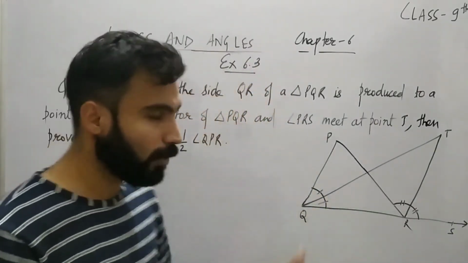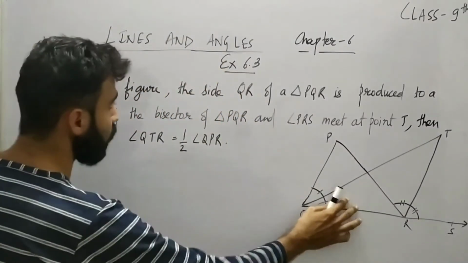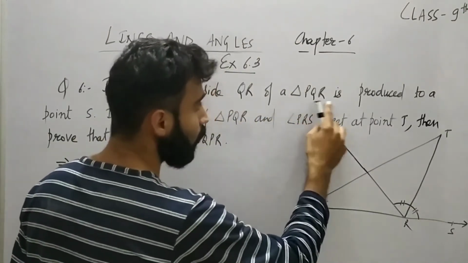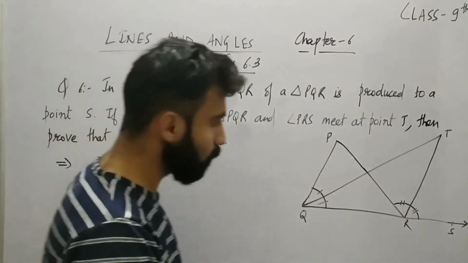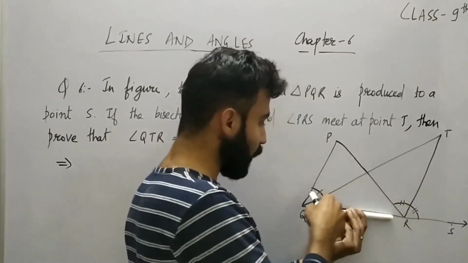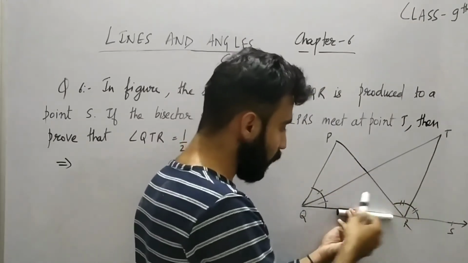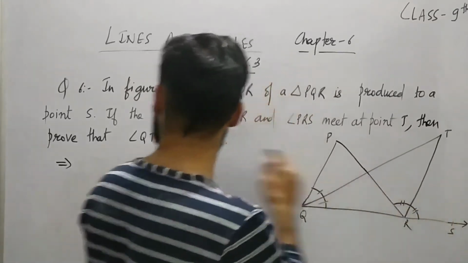So do observe it very carefully, right? Now question number 6 here is: in the given figure, the side QR of a triangle PQR is produced to a point S. So let me just observe the side QR here of a triangle PQR. You can see here in this triangle PQR, this side QR is extended to a point S. So this is given to us in the question.